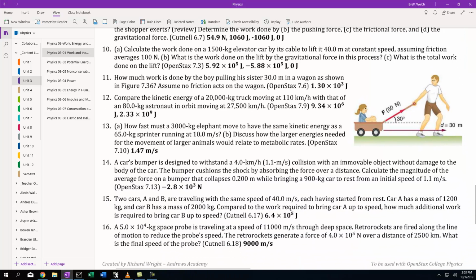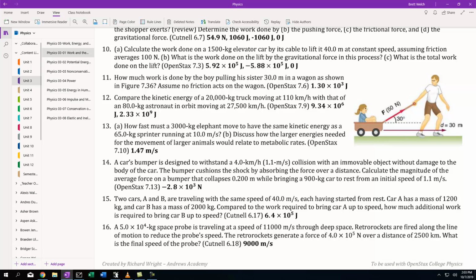As we go down, let's take a look at question number 13. I really like this elephant question. I like the discussion that it allows us to think about in terms of anatomy and physiology, and also just biology of different organisms and how they utilize energy. So the question is, how fast must a 3,000 kilogram elephant move in order to have the same kinetic energy as a 65 kilogram sprinter running at 10 meters per second?